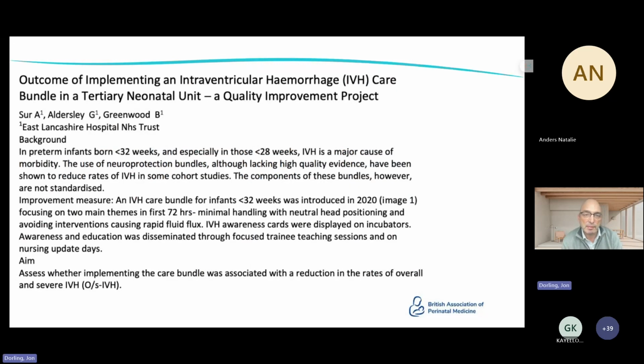Here's another one: outcome of implementing an intraventricular hemorrhage care bundle in a tertiary neonatal unit, a quality improvement project. So this is similar, brief and clear title, a good background. It's explaining why they needed to do this study and what the benefits are. They talk about the improvement measure. Obviously, a quality improvement project is slightly different, so it's sensible to put in detail of the improvement measure in there. They've got a brief sentence about their aim as well, and that's good. And again, they're using an abbreviation, so overall and severe IVH is their abbreviation, and they've introduced that early on.